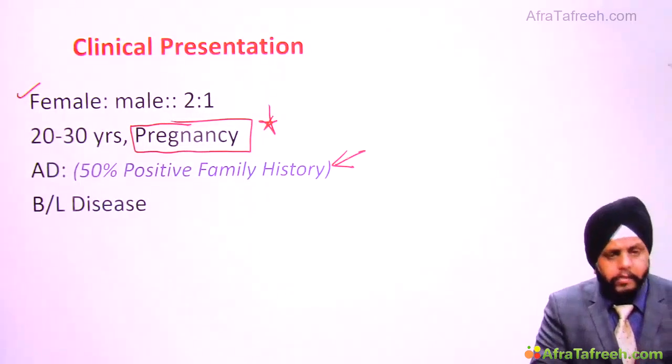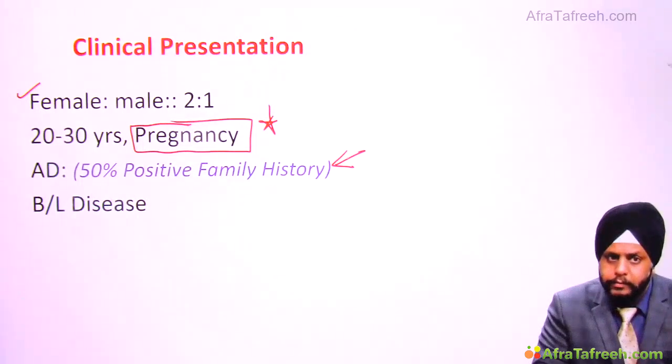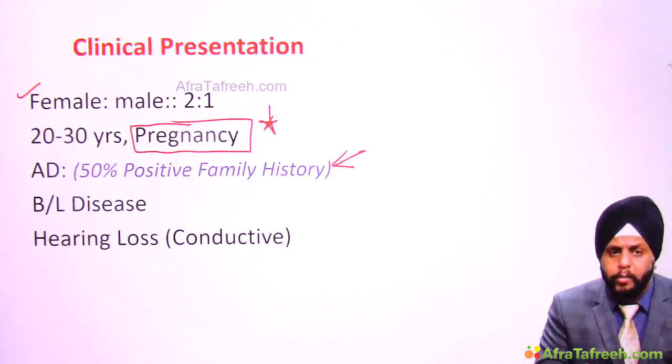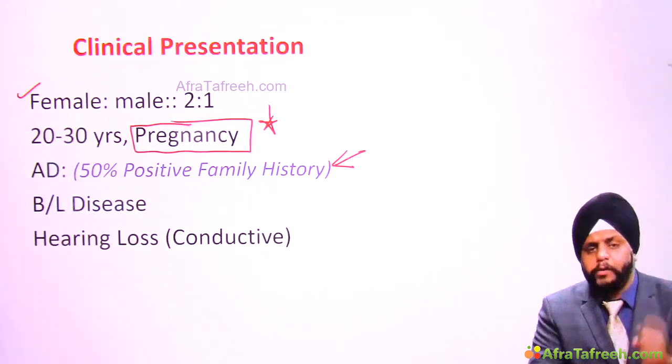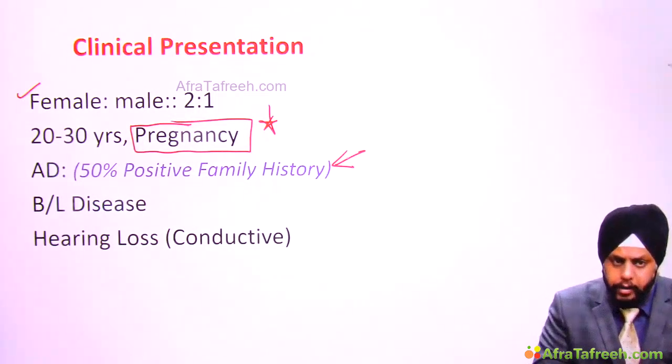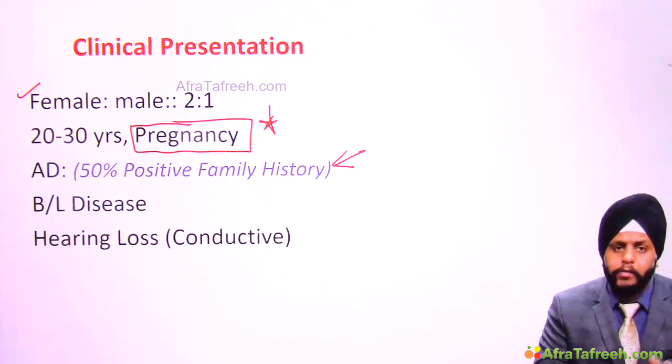Then this is a bilateral disease. The patient has a problem in both the ears. Which problem? The patient comes to you with conductive hearing loss. Of course the stapes foot plate is fixed, so the sound from the middle ear is not able to go to the inner ear. So the patient has hearing loss in both the ears.